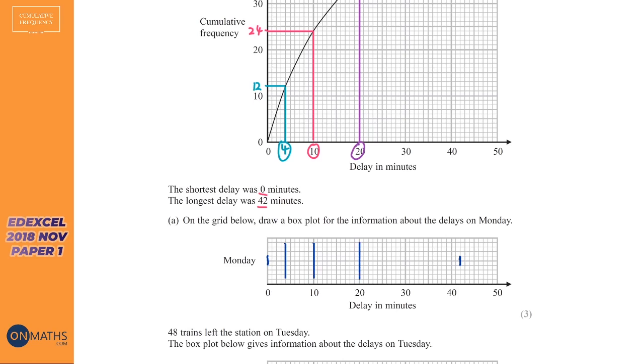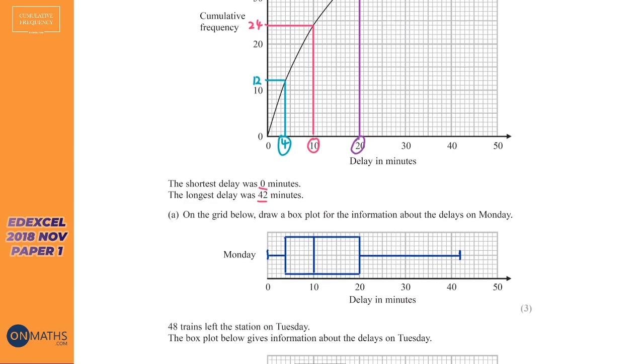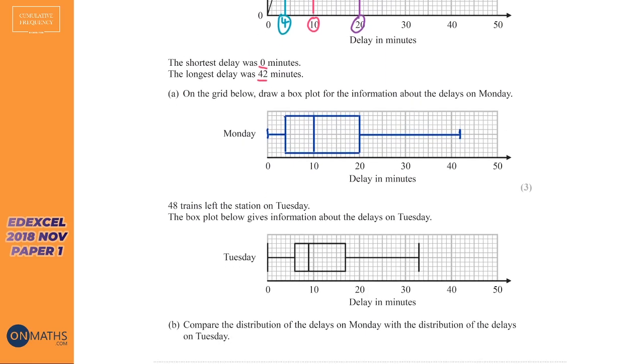Now it is a box plot, so we do need to make that box. So we put our box in. And then we need to join these up. Like that. And that's our box plot. Simple. Okay, next we're given another box plot, and this is about Tuesday's trains.